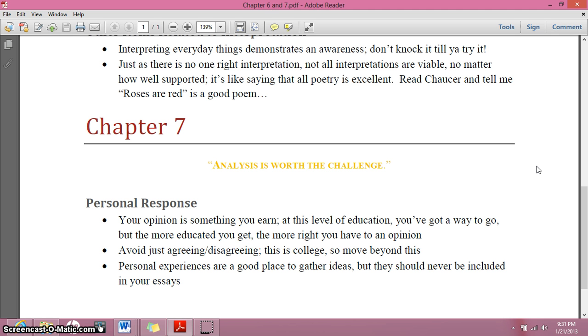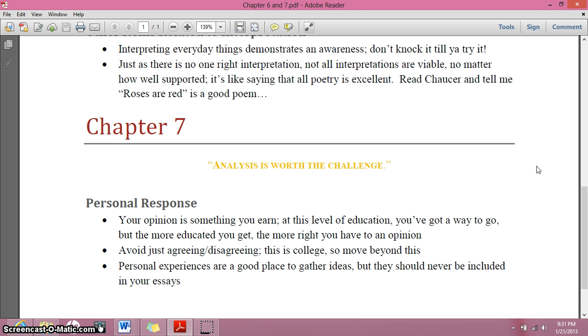But one sentence I truly love in this chapter is that analysis is worth a challenge, and hopefully you are coming to find that it is worth a challenge, because analysis can be fun. Like I just said, look at the things around you. That's when analysis becomes a part of you and your life, and that's the point.